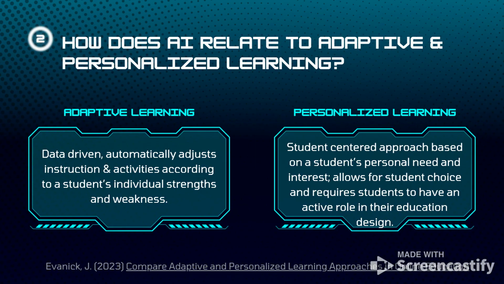It uses a vast amount of data along with student data to create individualized instruction tailored to meet that student's needs. Personalized learning, on the other hand, seeks to meet the student's needs through personal interest, student choice, and the participation of the student in the educational design. It's a student-centered approach, and I would like to show you a few ways that we can use AI to support both of these approaches to learning.